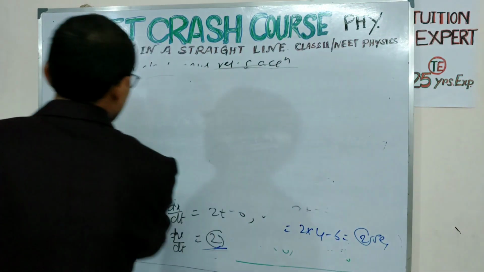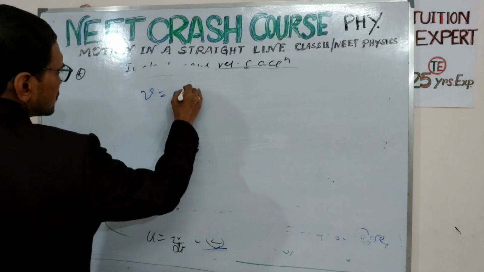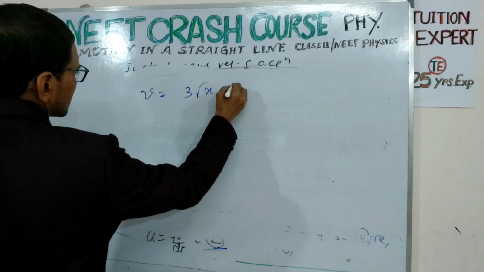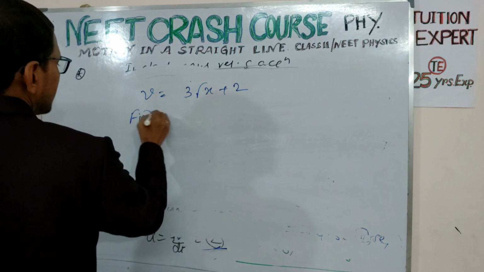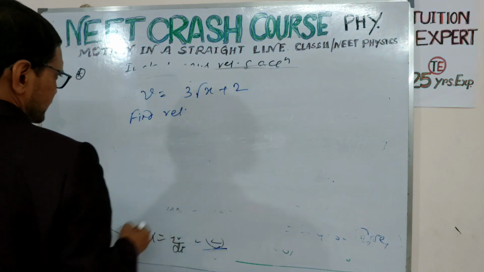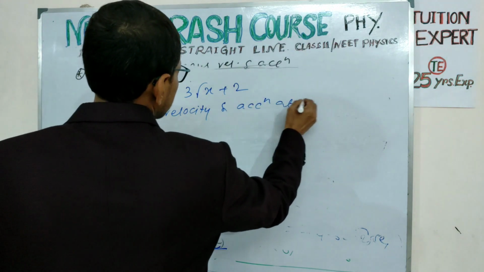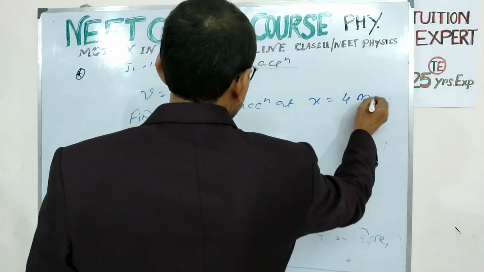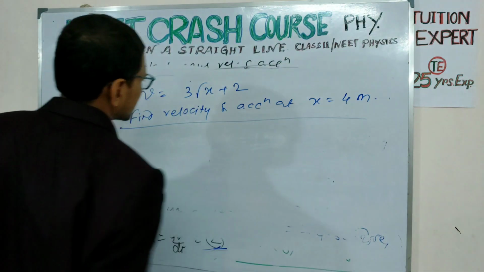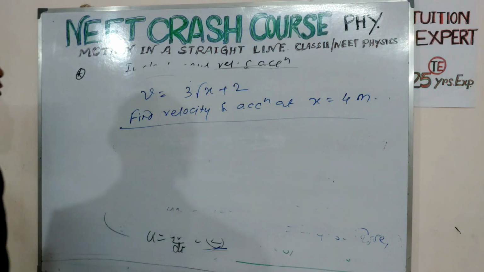Sometimes velocity is a function of x. Suppose v equal to this. Find velocity and acceleration at x equal to 4 meter. So what is the answer? Find velocity and acceleration at x equal to 4 meter.